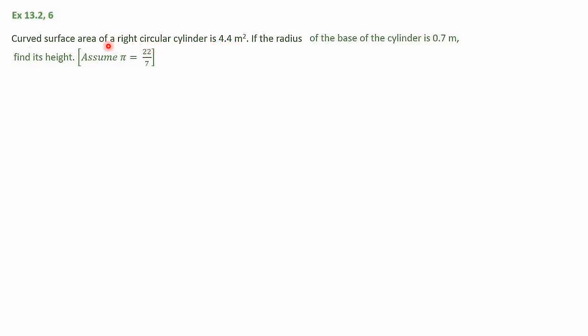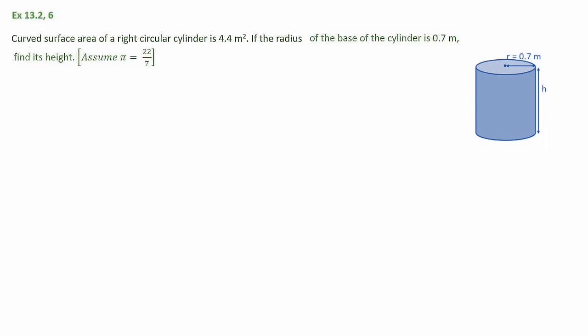We know how to calculate the curved surface area of a cylinder. The formula is 2 pi rh. So 2 pi rh is equal to 4.4 meter square. And in 2 pi rh, here radius is given to us, r is 0.7 meter, and height is missing, that we have to calculate. So quite a simple question. We have to check the units. Here it is in meter square, here it is in meter. So all units are the same, no need to worry.